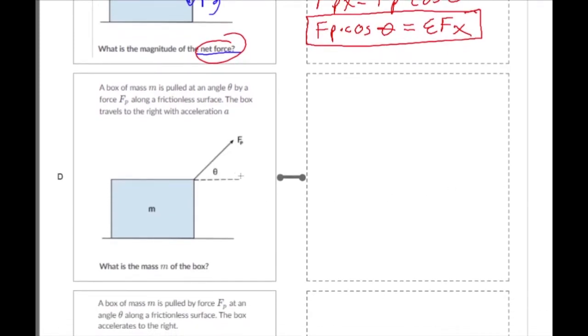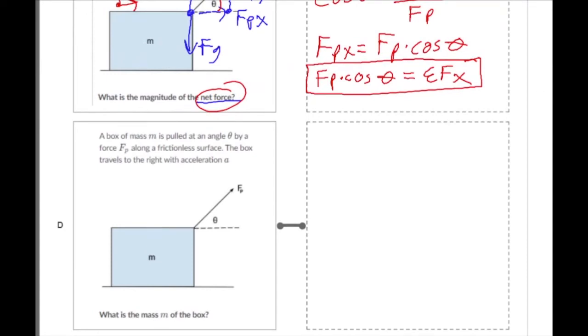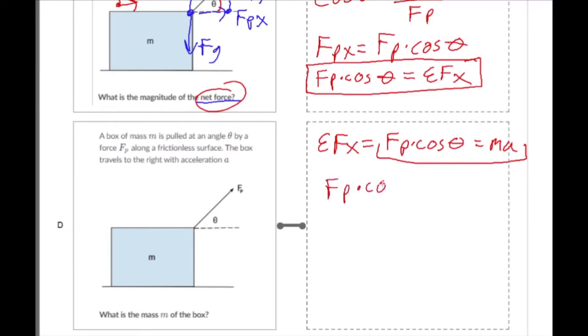Letter D says a box of mass m is pulled at an angle theta by a force Fp. Same question as before. What is the mass of the box? Well, luckily, above we just solved for all of that. We found out that net force in the x direction is equal to Fp times cosine theta, but net force is also equal to mass times acceleration. So to figure out the mass, we just need to use this part of our equation. We divide by a, and we find out that mass is really just equal to Fp cosine theta over a.